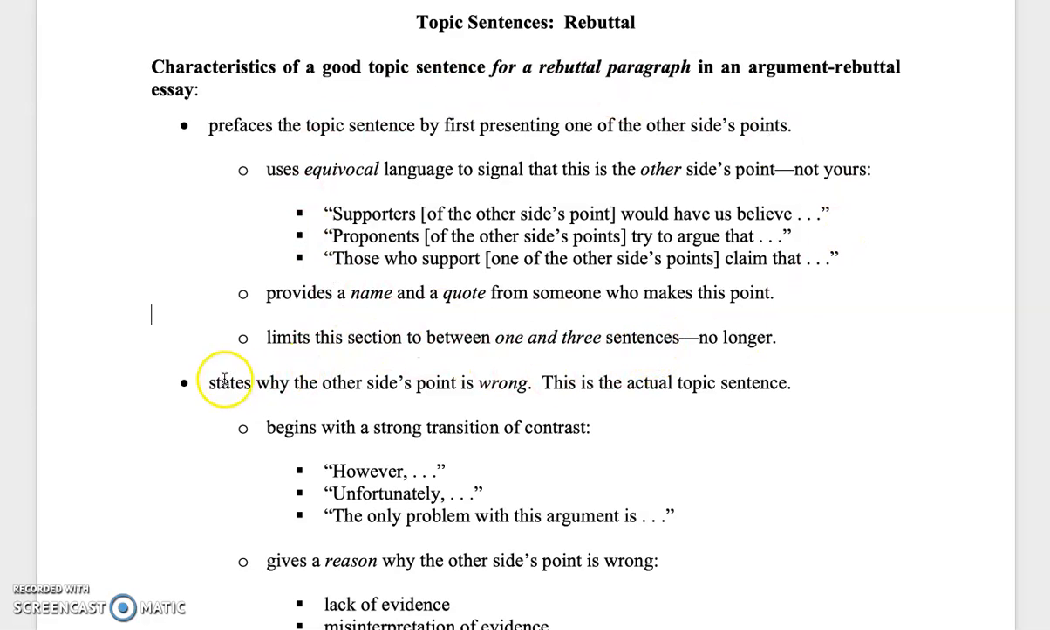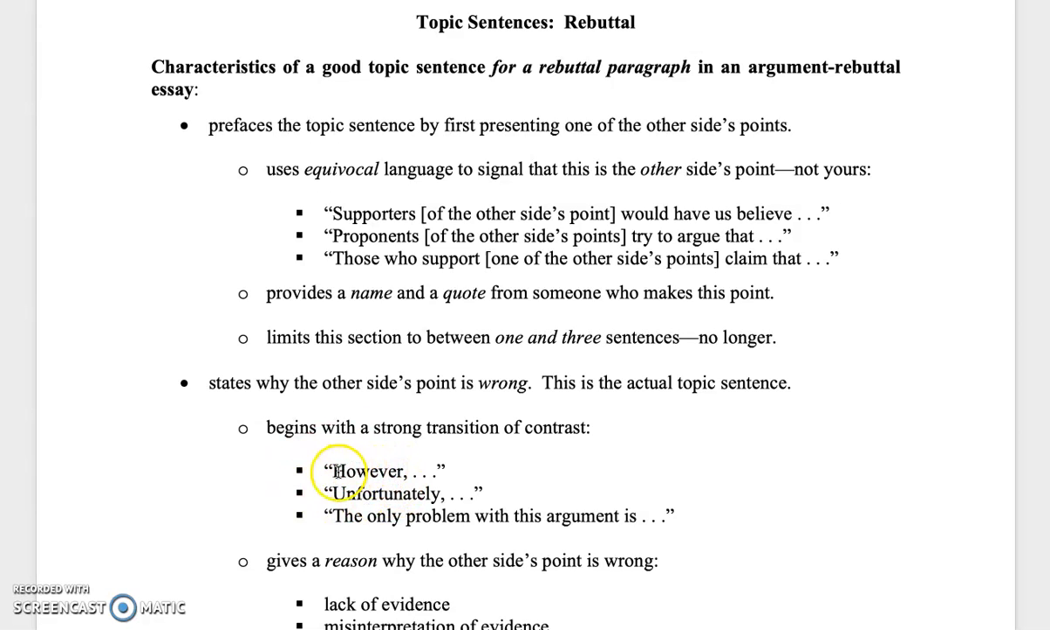Then once we've done that, we get to the true topic sentence, where you state within a single sentence why the other side's point is wrong. You're going to support that later in the paragraph, but you need to boil it down and say, okay, here is the reason why that is wrong. And you want to begin that with a contrast. You've really got to show that you're turning to rebut.